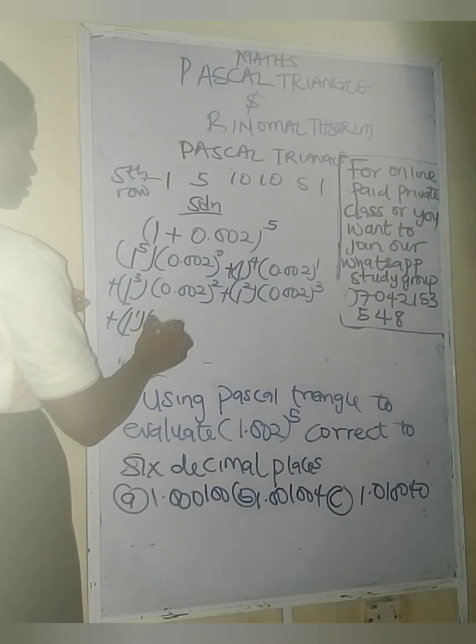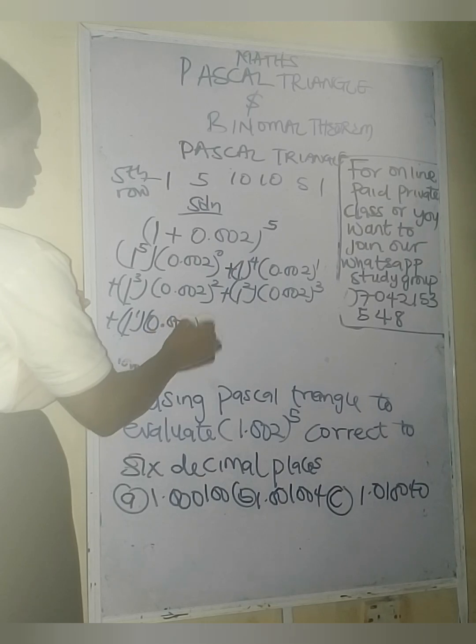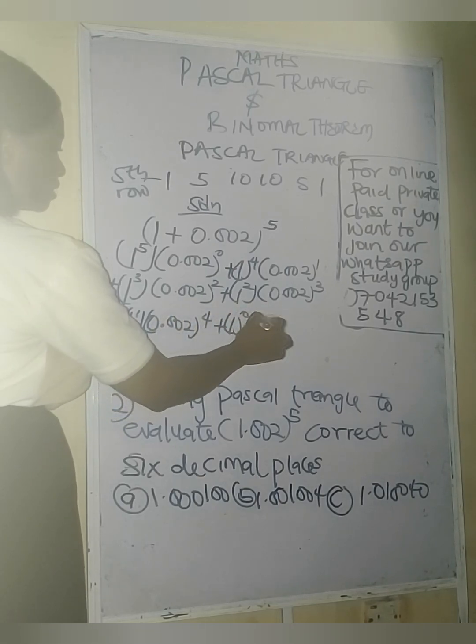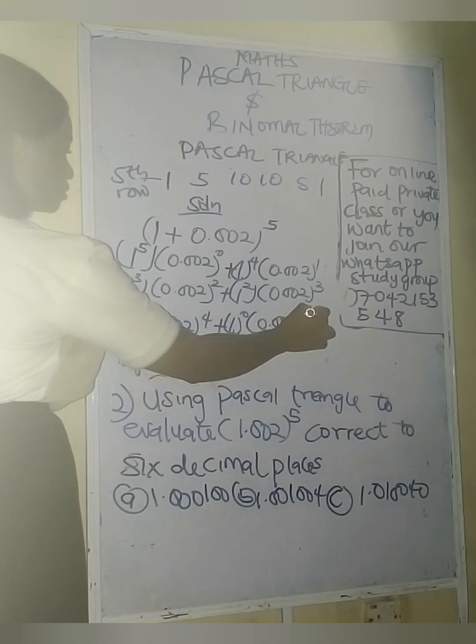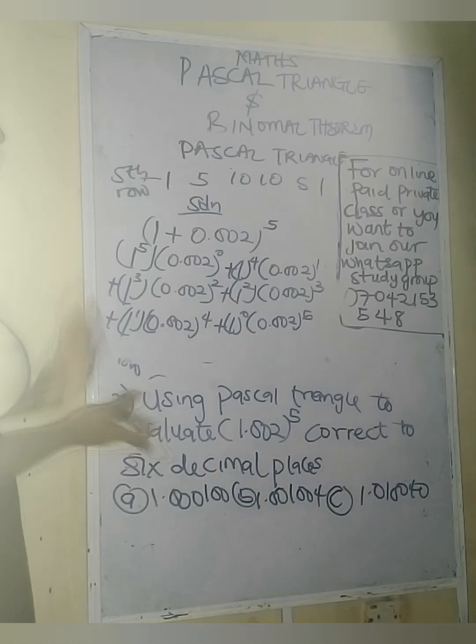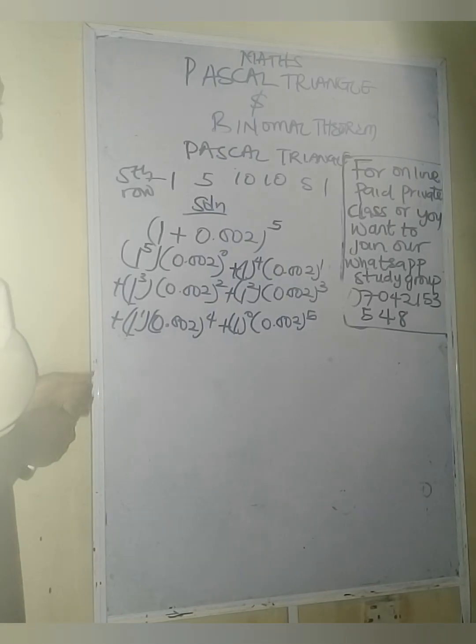followed by 0.002 raised to power 4 plus 1 raised to power 0 followed by 0.002 raised to power 5. So this is complete now. So it's time for us to add the coefficients. So we are going to start with 1.